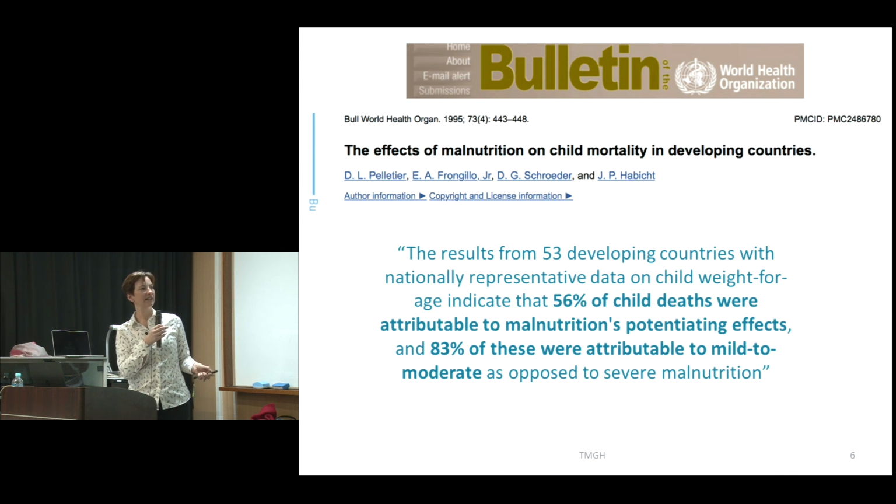And importantly, 83% of these were attributable to mild to moderate malnutrition. So it's where I said that there's not some magic cutoff at -2 or -3 Z scores. It's a continuum, and it's a population level indicator. It's not just an individual. If you're -1.8, you're fine, and if you're -2, you're not fine. It's a continuum.